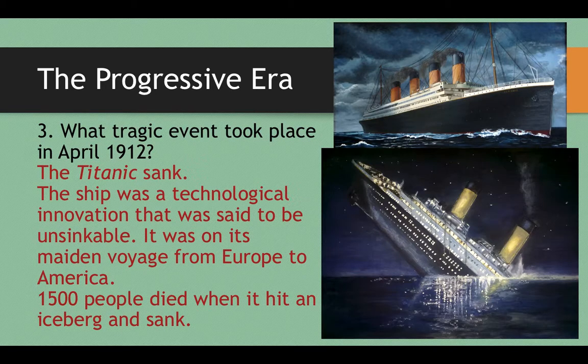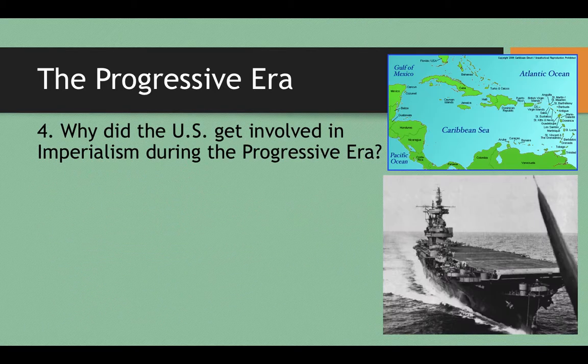So even with the Progressive Era, you have a lot of new technological innovations, and a lot of new human accomplishments, like for instance, building a ship this massive. But you also see that progress comes at a price, and sometimes people die in an attempt to forge ahead.